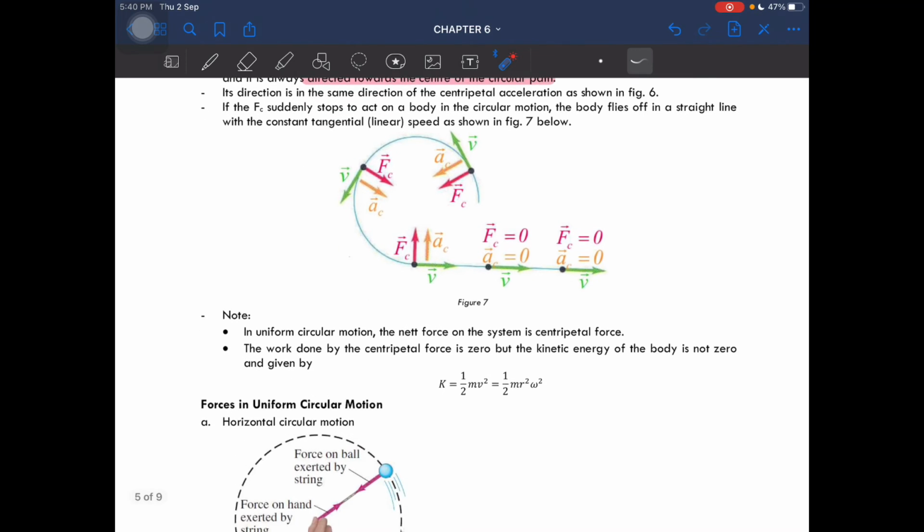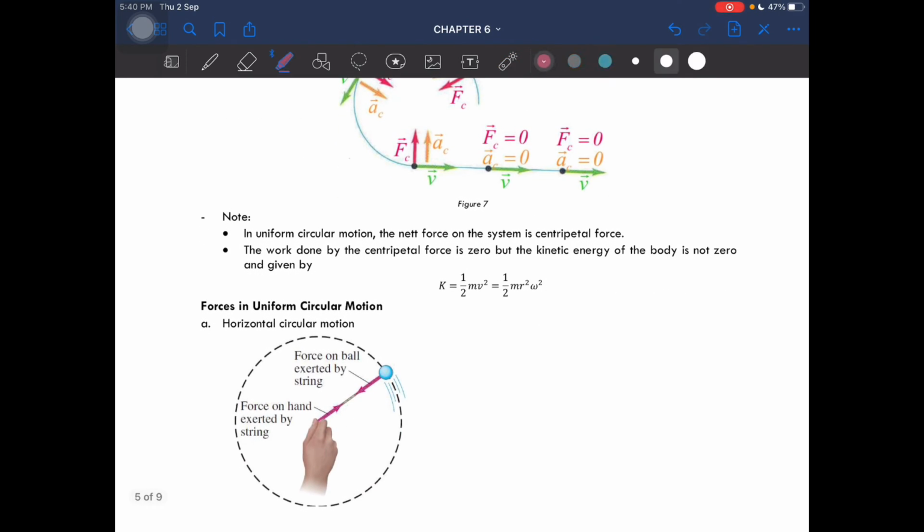So what else? The net force on a system for centripetal force. In uniform circular motion, the net force is the centripetal force. So basically, what it's saying is F net is equal to Fc. And then the work done by the centripetal force is 0. Work done is 0 for centripetal force, because work needs a change in displacement. But now everything points towards the center, so it will equal 0.